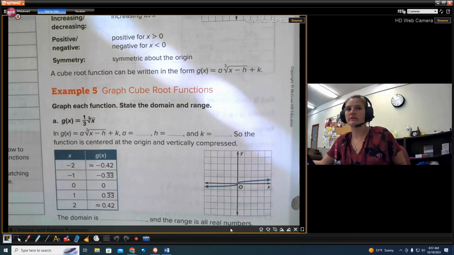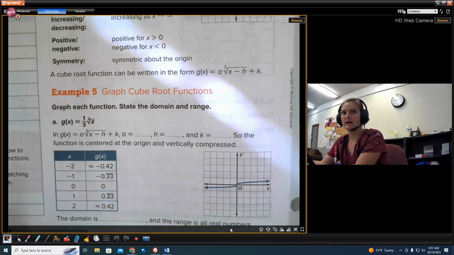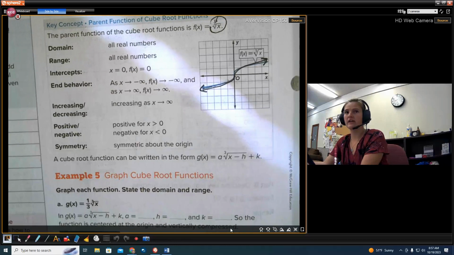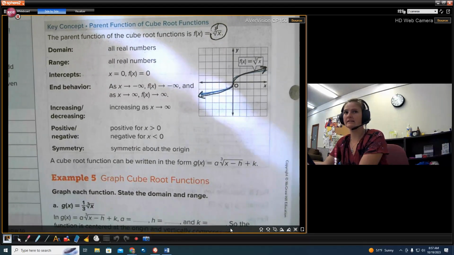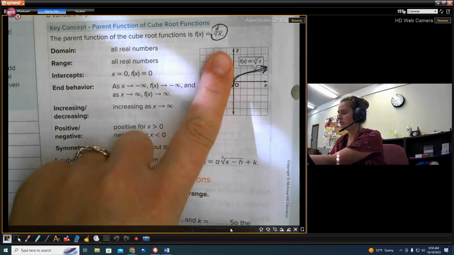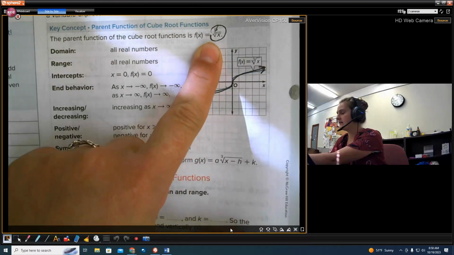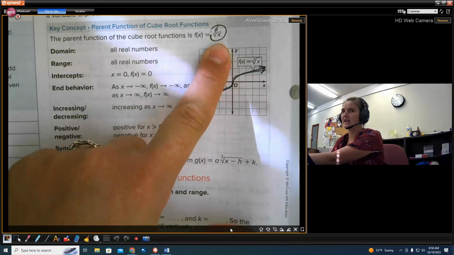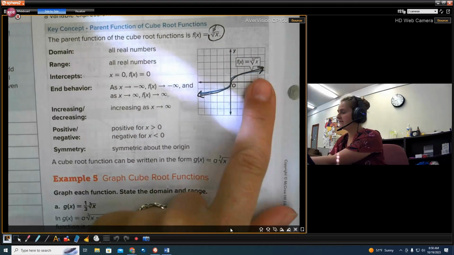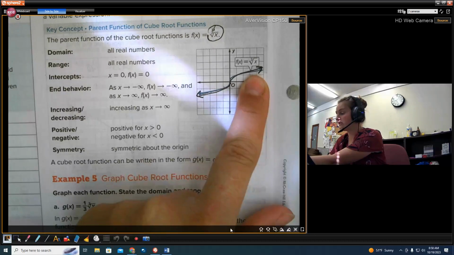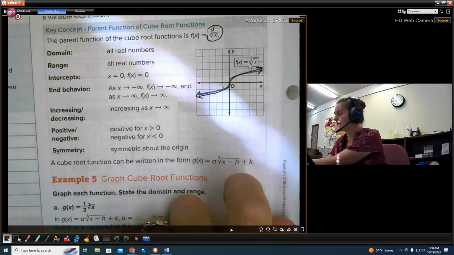So graphing the cube root function. The cube root has a parent function that looks like this. And remember, the cube root has the 3 as the index, and then just a regular x as the radicand. We could write this as x to the 1/3.